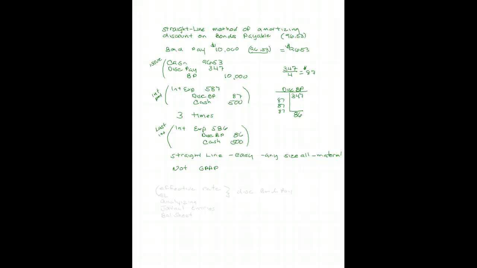So now we've done 2 things. We've looked at the effective rate of amortizing a discount and the straight line way of amortizing a discount on bonds payable. We've looked at the journal entries, and we did a nice job of analyzing. That always comes before journalizing, so we did 2 ways of that. And then we analyzed, and we made some journal entries, and then we looked at how it would look on the balance sheet. I think that's some pretty good coverage of bonds payable.